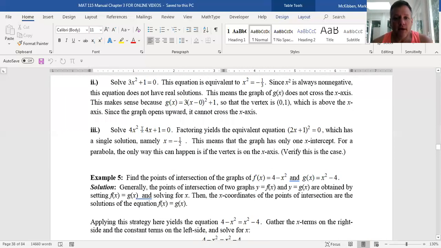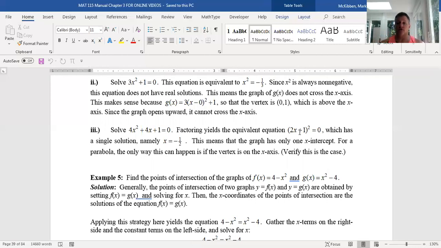All right, number 3, if I set this equal to 0 and solve for x, you'll notice that you could in fact factor this as (2x plus 1) quantity squared, right? And so you could actually verify that just FOILing it out. But what that tells you is you have only one x-intercept, namely at the vertex, -1/2.